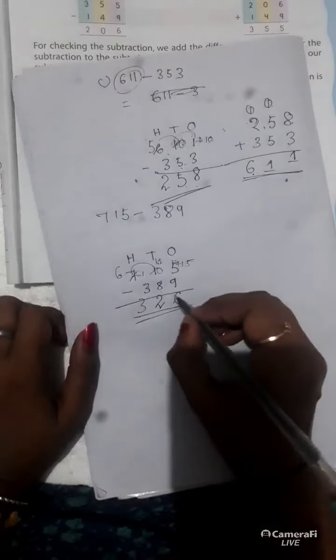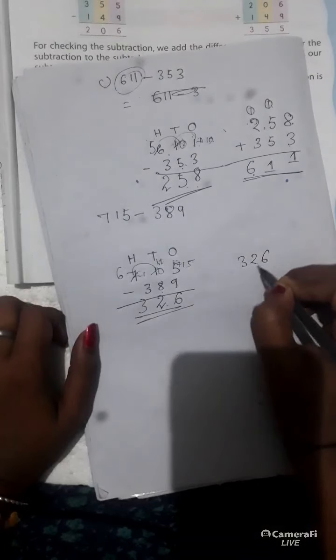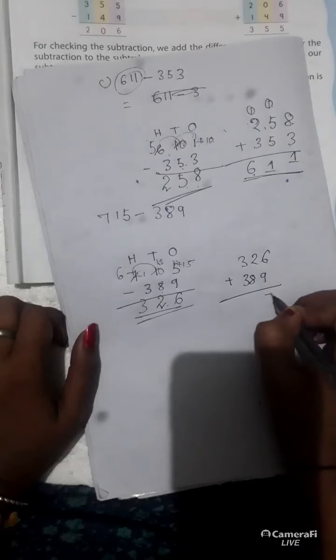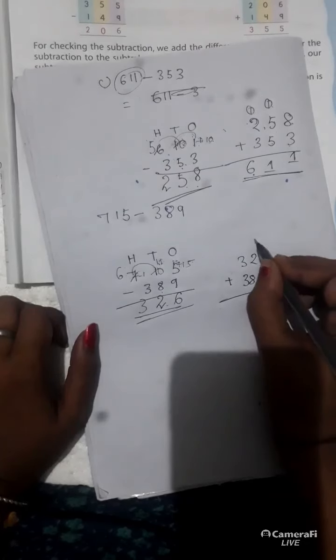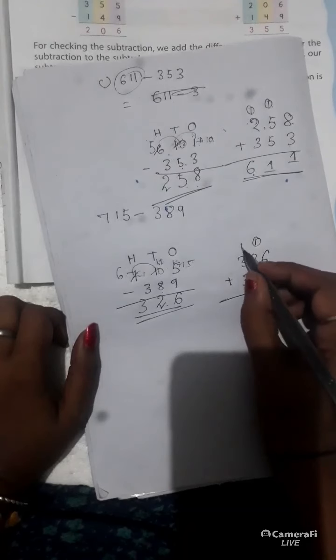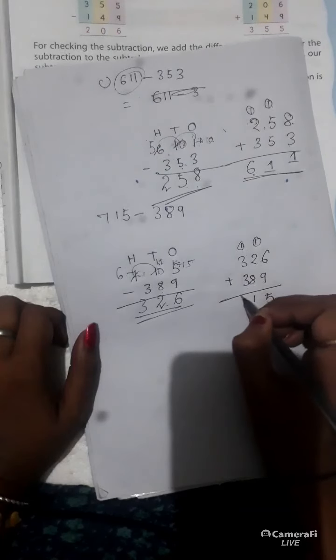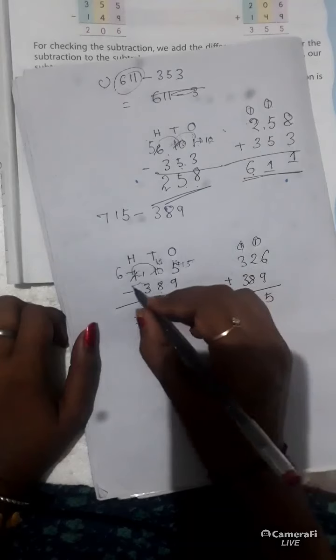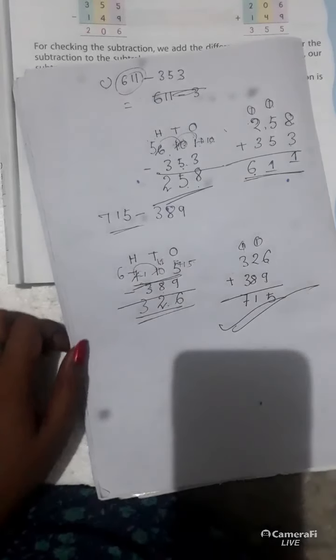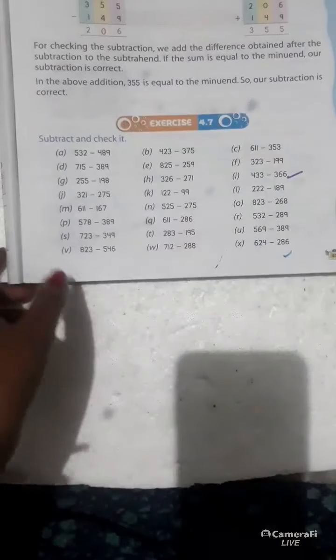Here also we will do it. 326 plus 389. Now 9 plus 6 is 15. 1 carried. 8 plus 2 is 10 plus 1 is 11. Again 1 carried. 3 plus 1 is 4 plus 3 is 7. You see, 715. So in this way we can check whether our sum is correct or not.